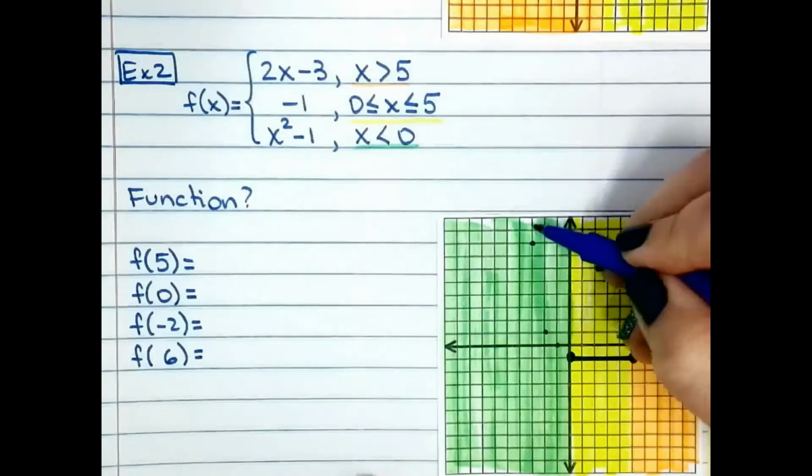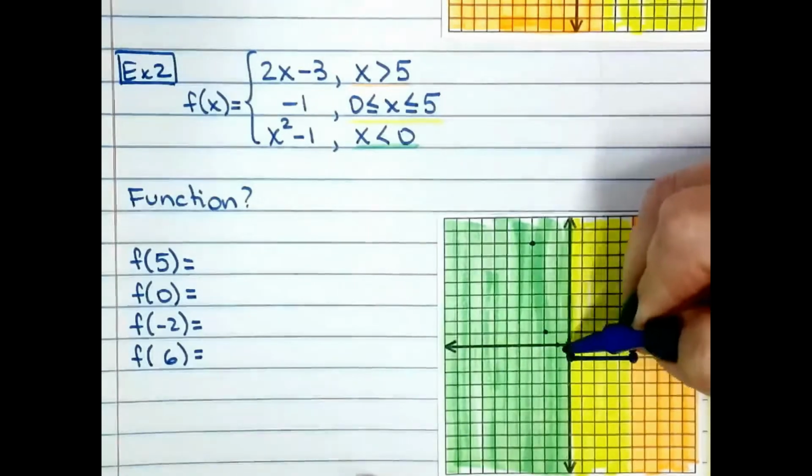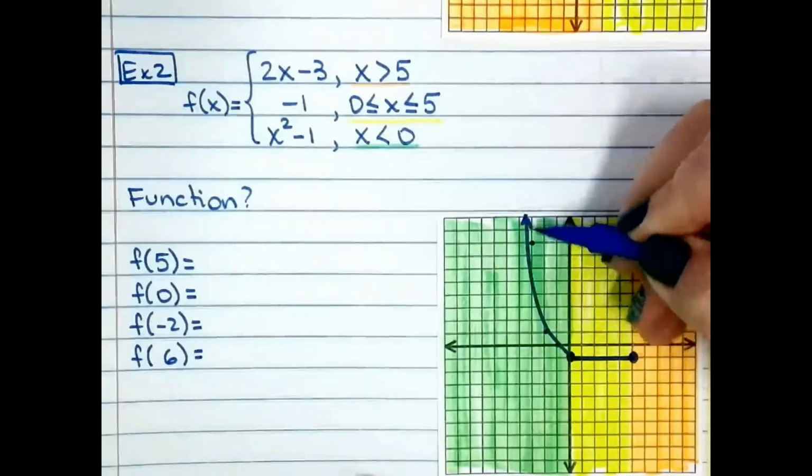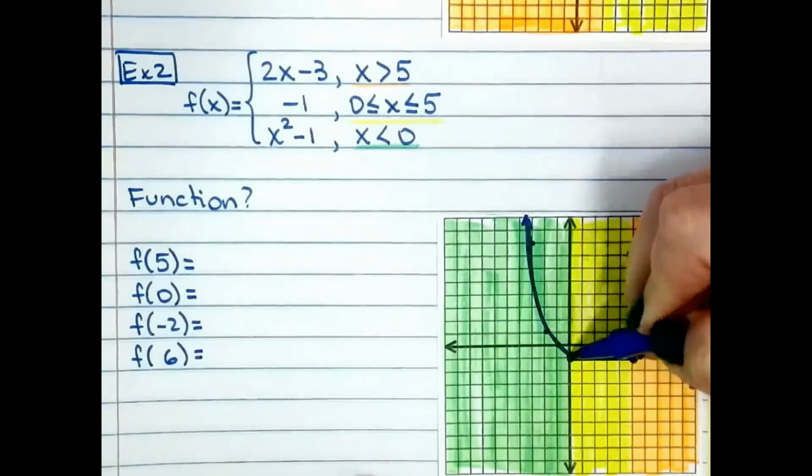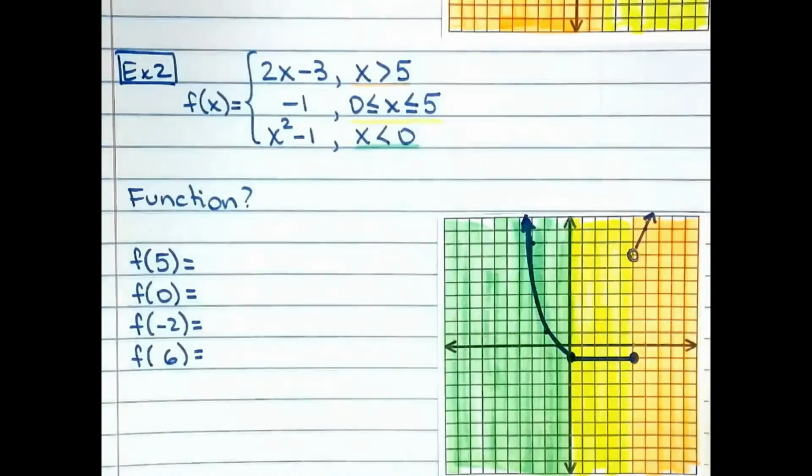And it's not a V shape. The parabola makes like a cute little U. I meant to go through that point. There we go. Okay, so that's my pretty graph. That's my piecewise function. Now, the next question is, is this a function?